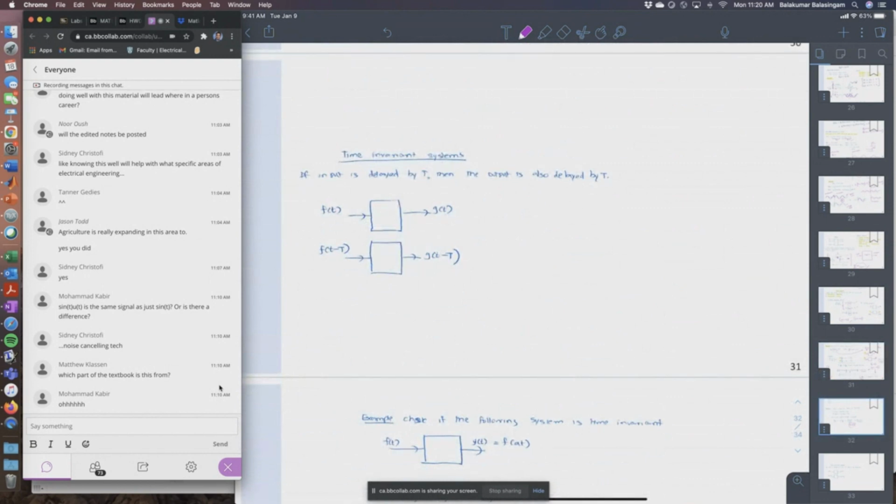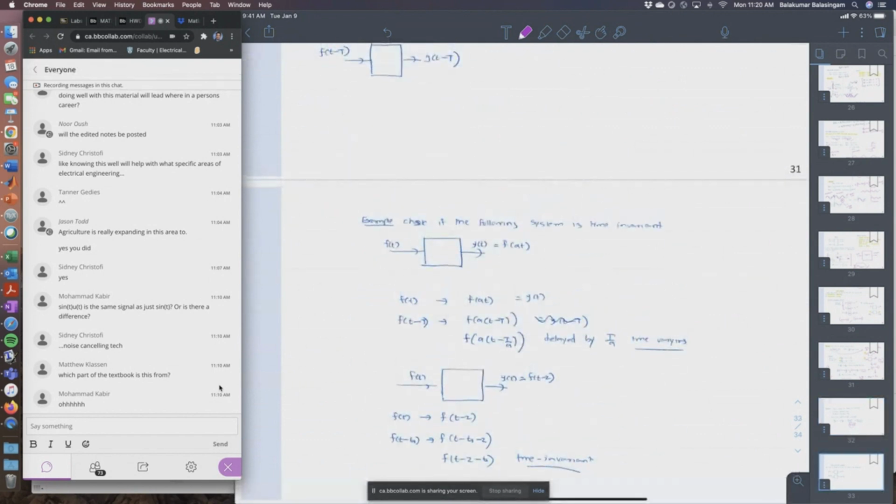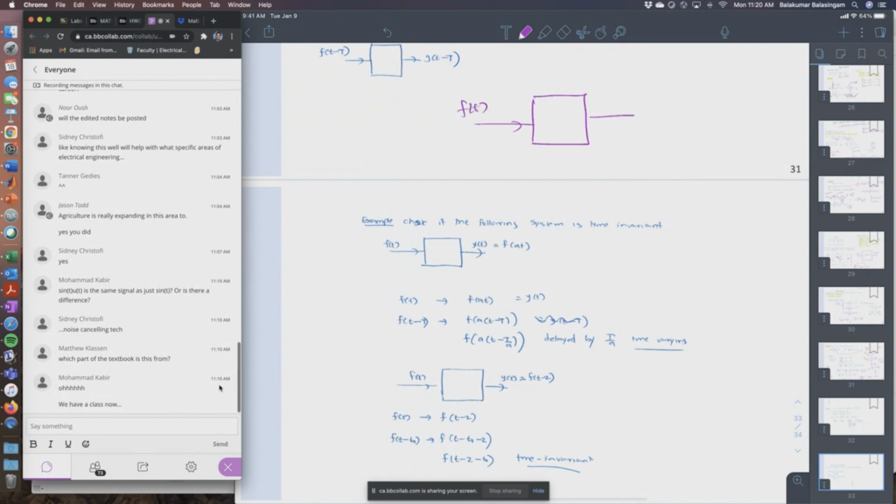Time invariant system is defined as follows: if you give f(t) as input and get g(t) as output, then if you delay the signal by t, your output should also be delayed by t. Here we have an example. We have a system y(t), and f(t) is the input.